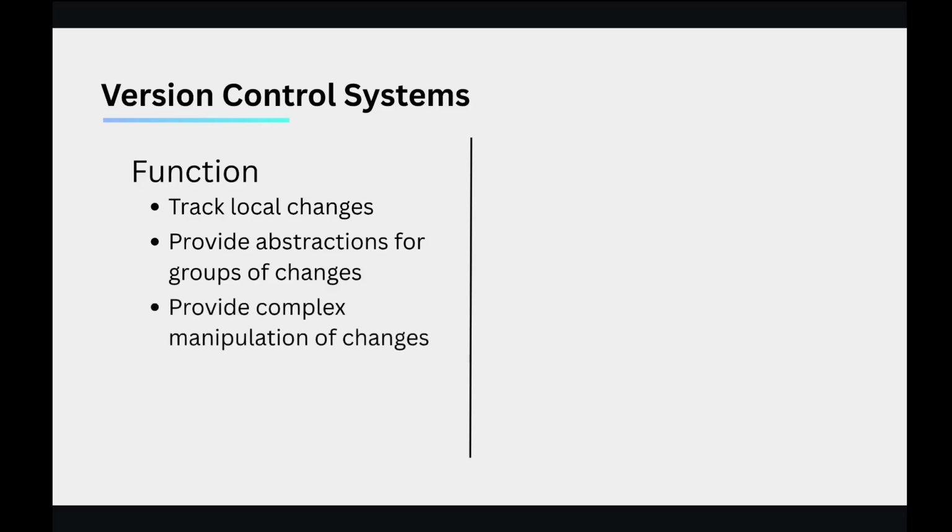3. They should provide complex manipulation of changes. Imagine you have two copies of your repository, one with functionality A and one with functionality B. If you want one copy with functionality of both A and B, it is important that your version control system can do that easily, or as easily as possible. It usually does this by comparing the changes in each copy.